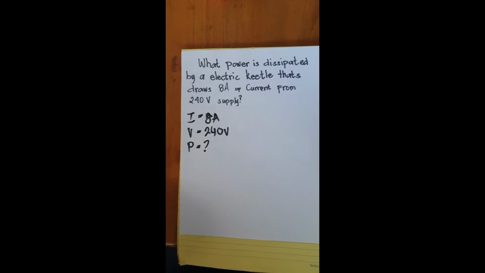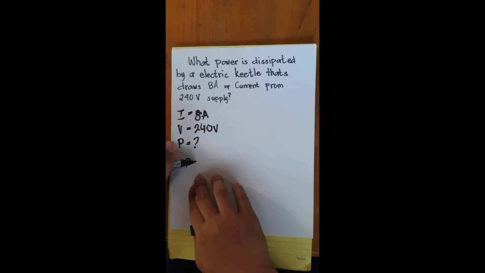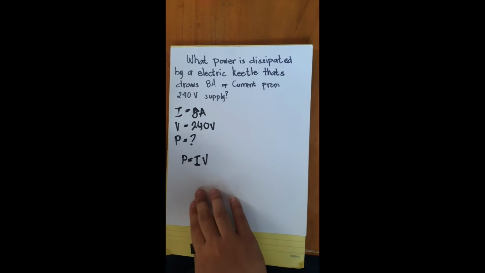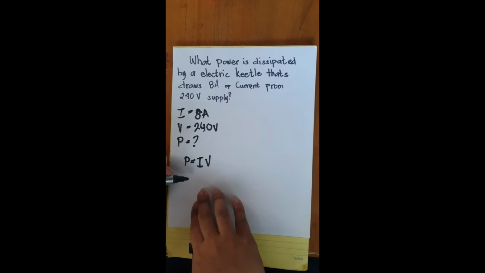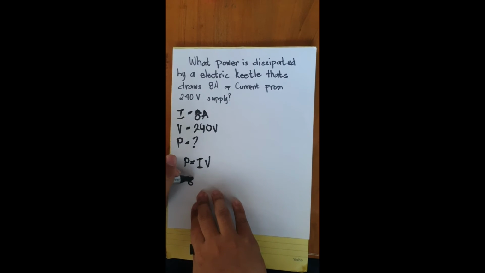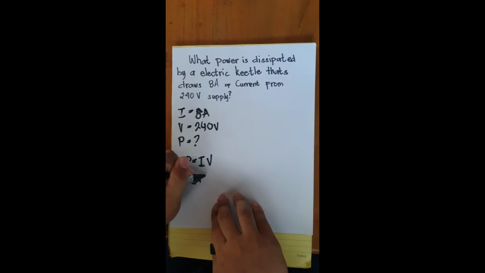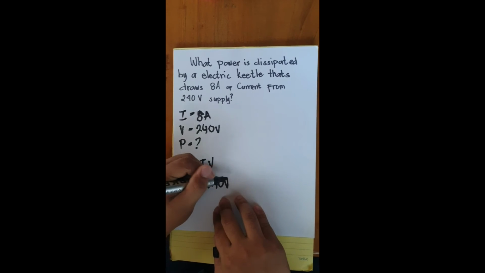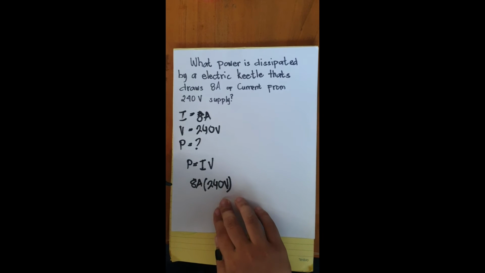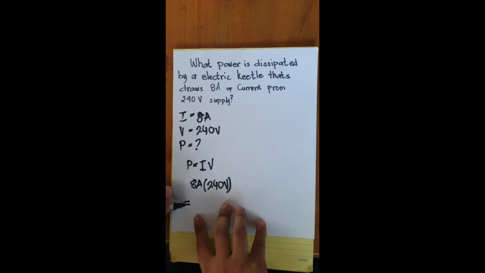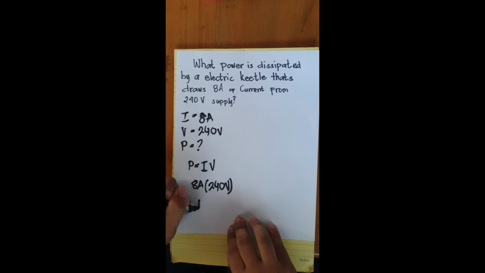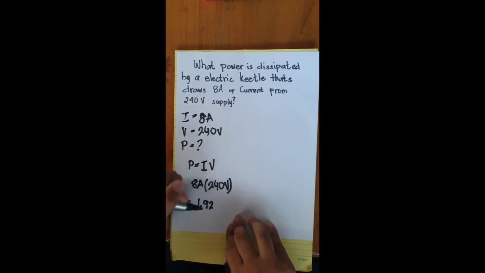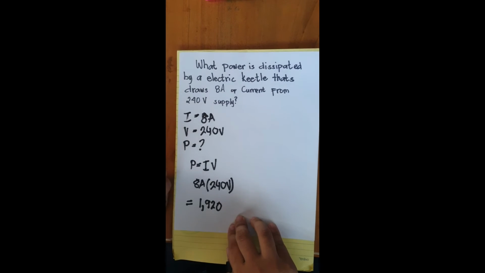We are going to use the formula of P equals I times V. So we have the value of I, the 8 amperes, times 240 volts, which is the value of our V. So we will have the result of 1920.